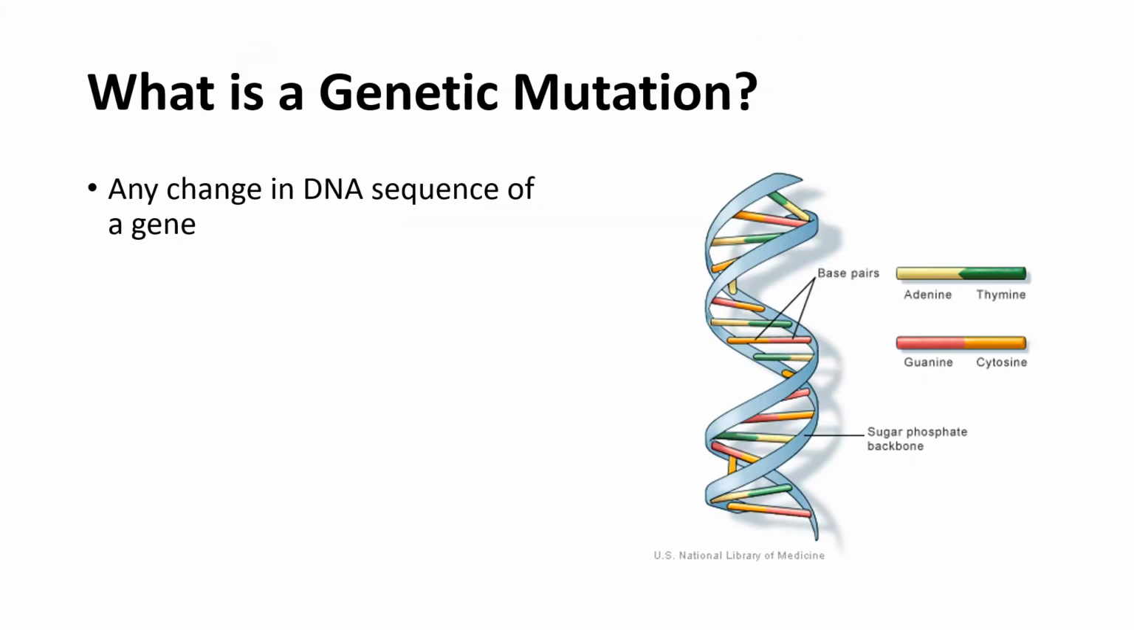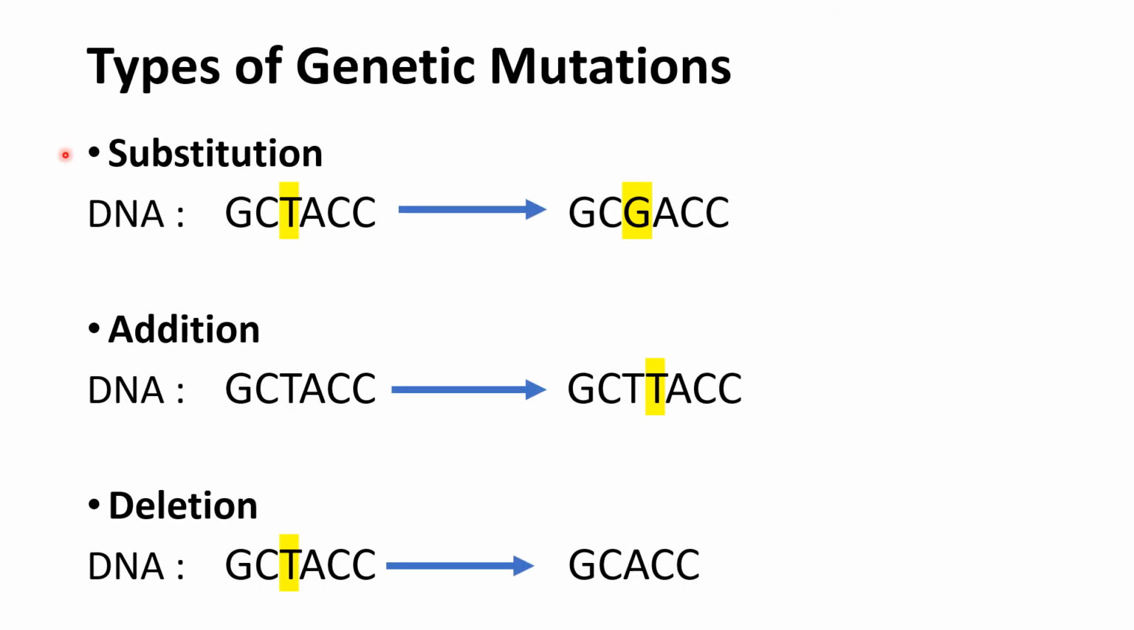High exposure to UV rays or X-rays or certain chemicals can lead to a genetic mutation. A genetic mutation is basically any change taking place in our DNA sequence. A substitution type of mutation is where one base or more than one base gets substituted for another base. An addition type of mutation is where an extra base, or more than one, gets added to your original DNA sequence. Deletion is where one base or more than one gets deleted out of your original DNA sequence.